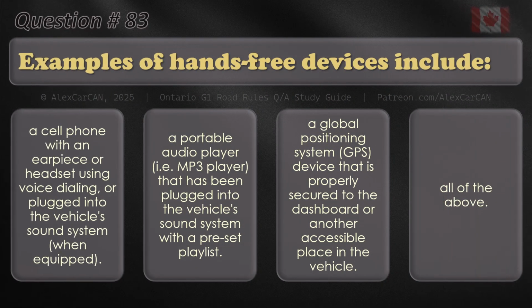Question number 83. Examples of hands-free devices include a cell phone with an earpiece or headset using voice dialing, or plugged into the vehicle's sound system, when equipped. A portable audio player, MP3 player, that has been plugged into the vehicle's sound system with a preset playlist. A global positioning system, GPS, device that is properly secured to the dashboard or another accessible place in the vehicle. All of the above. The correct answer is all of the above.